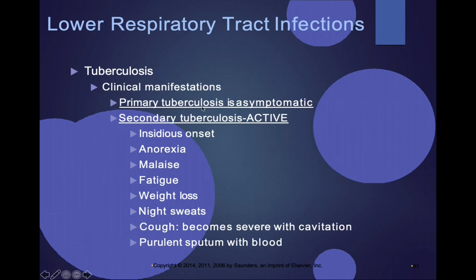The clinical manifestation with primary tuberculosis is asymptomatic. With secondary tuberculosis, that is when it's active. Remember that it's active. It's that insidious onset: anorexia, malaise, fatigue, weight loss, night sweats, and a cough. And that cough becomes severe with the cavitation. When they cough, the blood can create that purulent sputum, right? It's productive with blood inside of it.